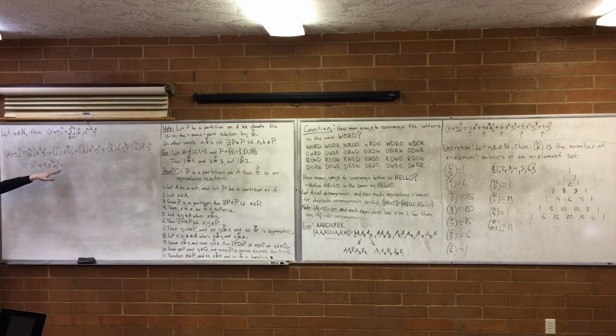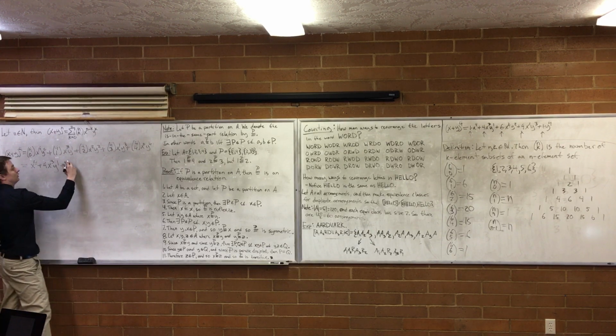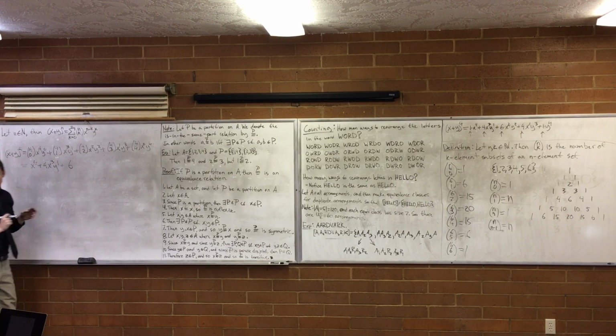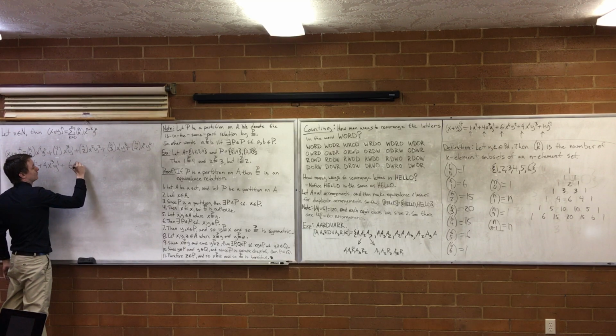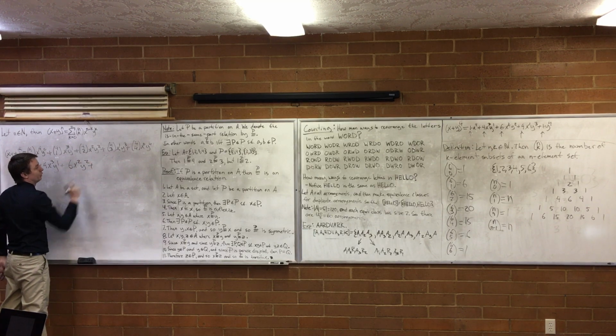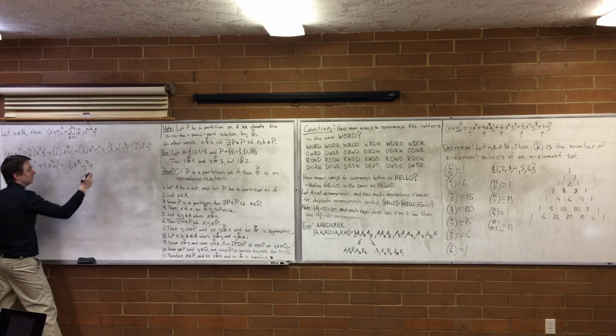Okay. Anyways, next one. 4 choose 2? 6. Right? 1 plus 2 plus 3? 6. Or 4 times 3 divided by 2? 6. So 6, x squared, y squared, plus 4 choose 3 is just 4.